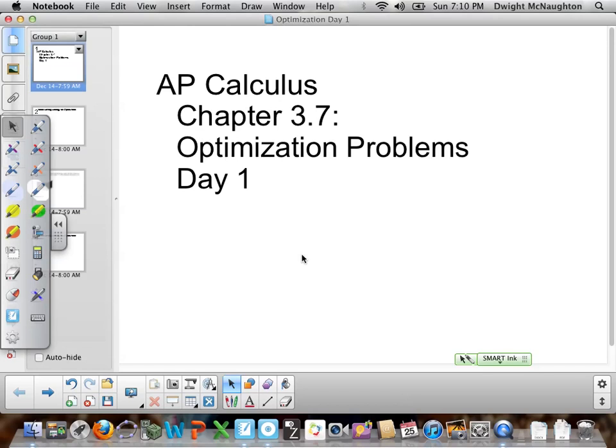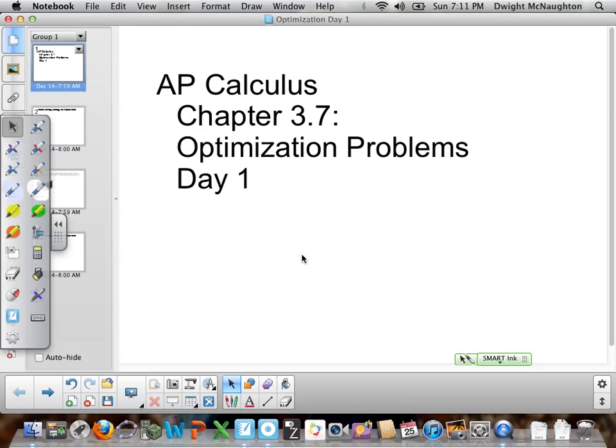Chapter 3.7, Optimization Problems, Day 1. Optimization is very much like related rates. I'm sure you're all delighted to hear that, and that it's a pretty hefty application of calculus.